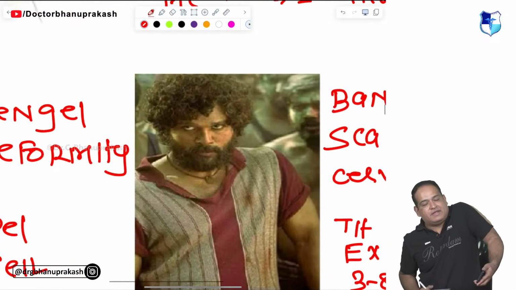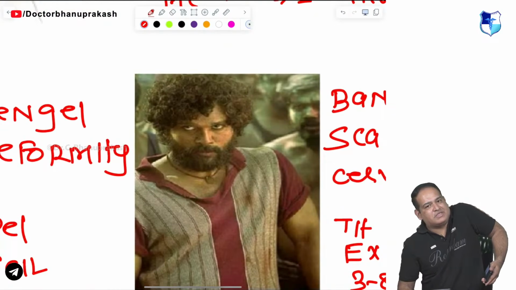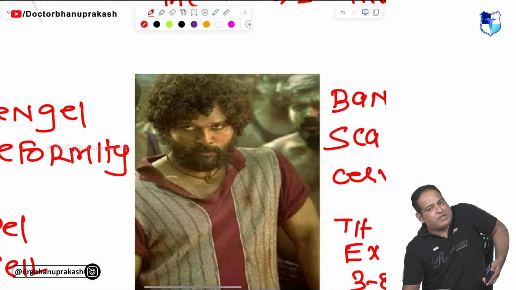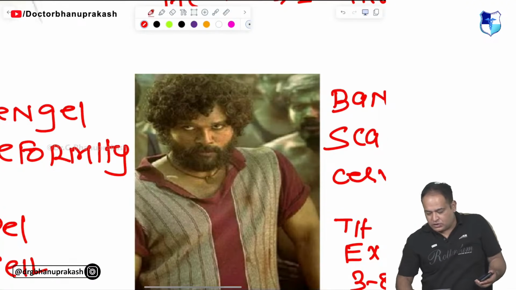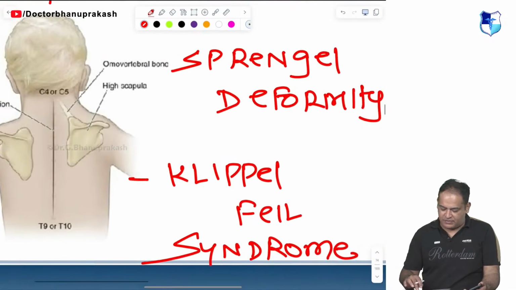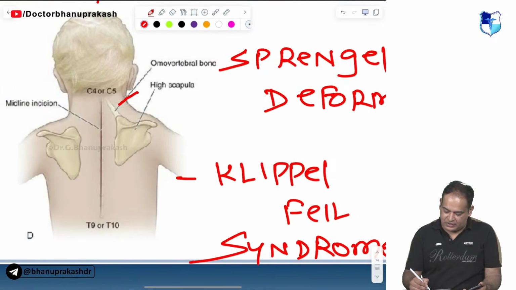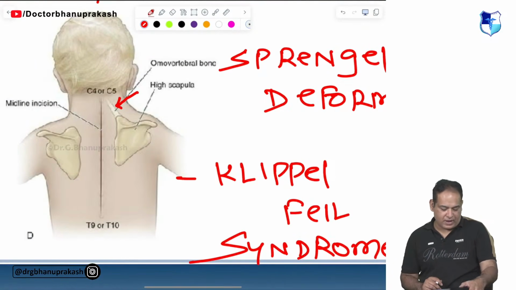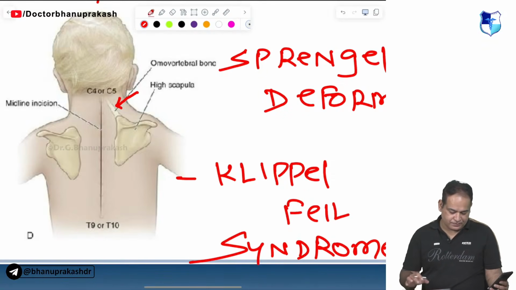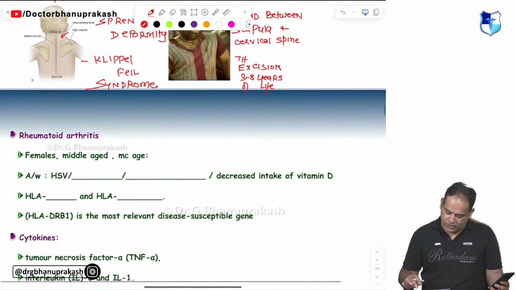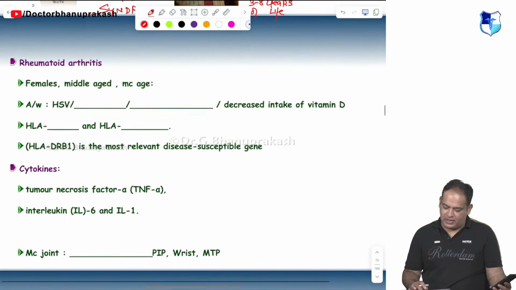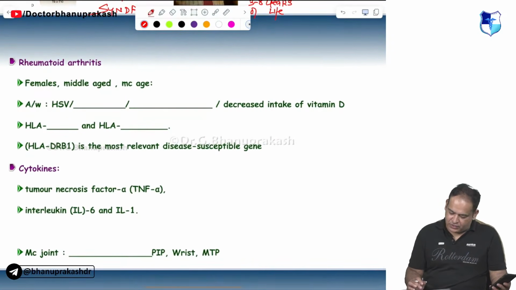You know, Pushpa, like this. So there is a band between the scapula and the neck. The patient has no choice but to keep it like this. So between 3 to 8 years of age, we will cut this band. We will cut this band between 3 to 8 years of age, right? Okay. So after we come back, we will start with the rest of the topics.